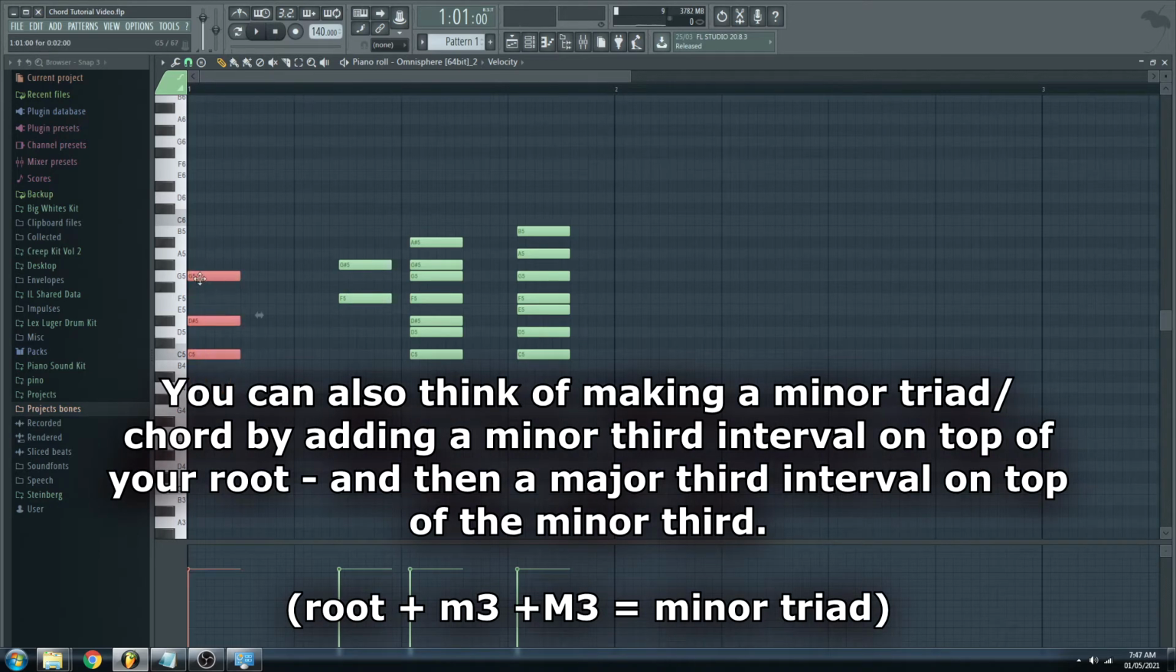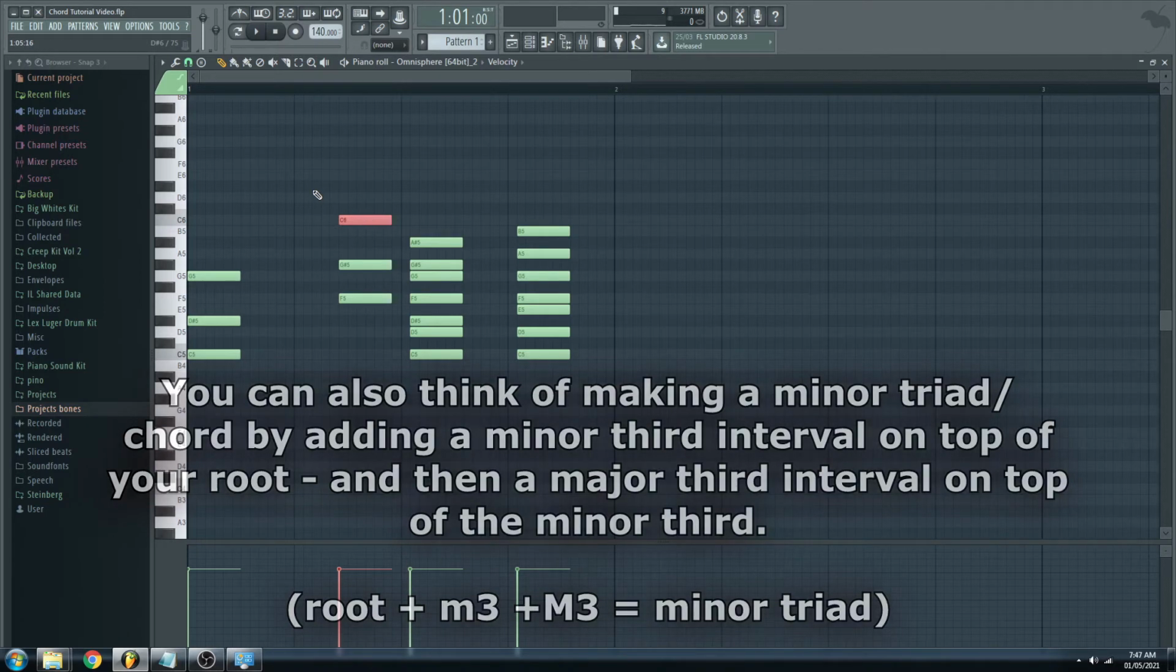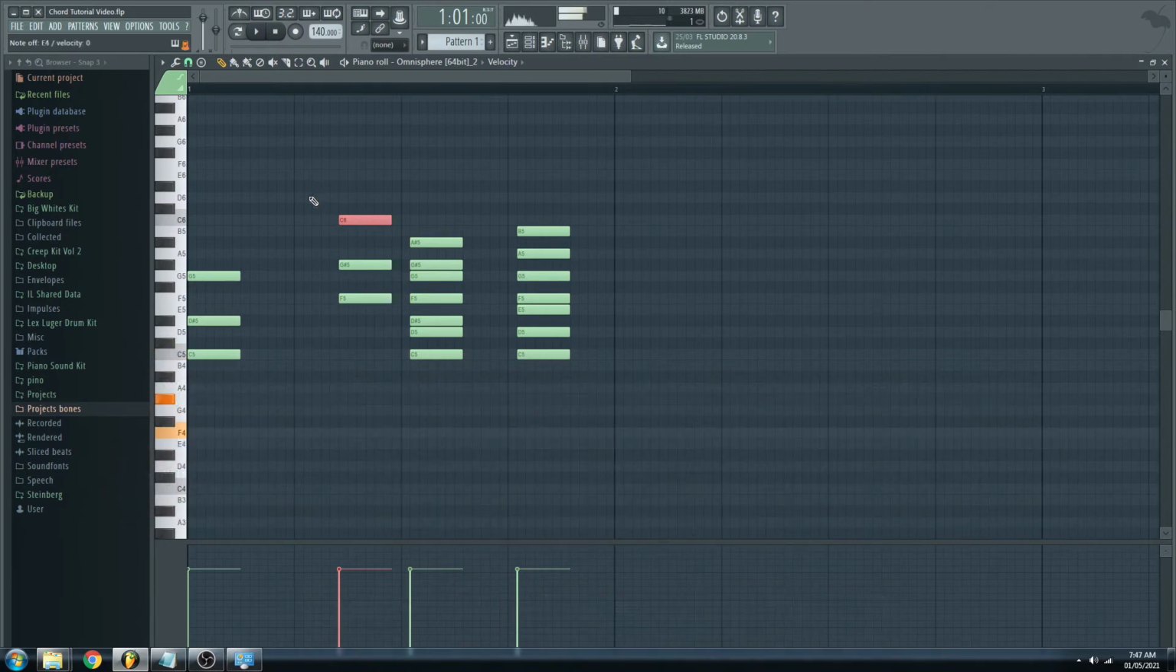So let's take this, boom, copy it. So we have F, G sharp, and then C. So that would be an F minor chord, okay? So let me play it on my little keyboard.